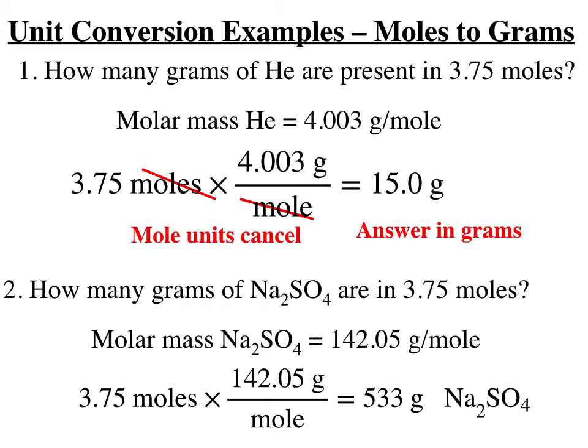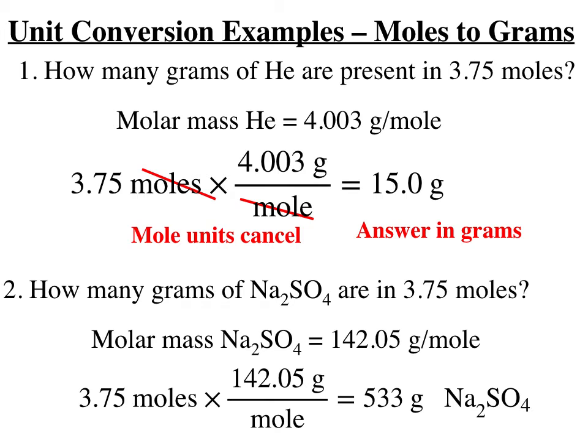So suppose a procedure calls for 3.75 moles of helium, and I go to my periodic table and find helium weighs 4.003 grams per mole. Each Avogadro's number of helium atoms would pile up until it weighed 4.003 grams. So to get 3.75 moles of helium, notice I line the molar mass of helium up as a conversion factor. I want to get rid of the moles and leave my answer in grams.